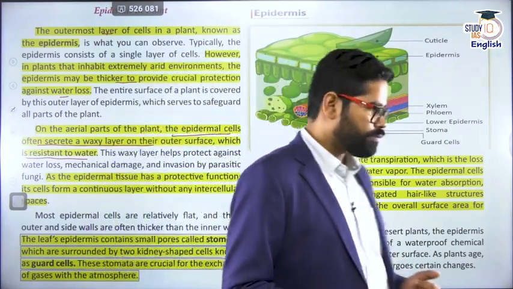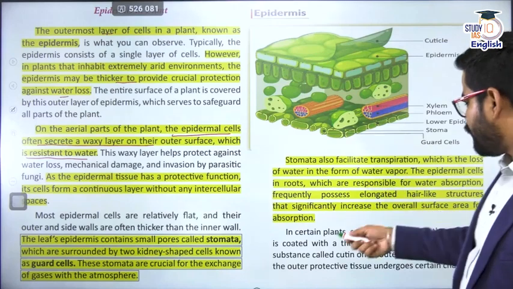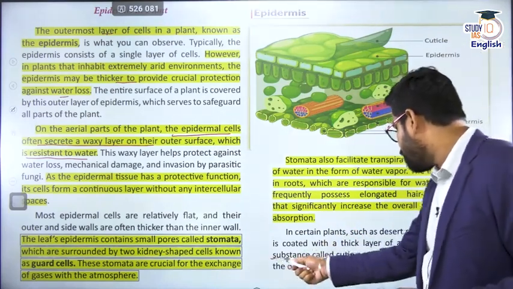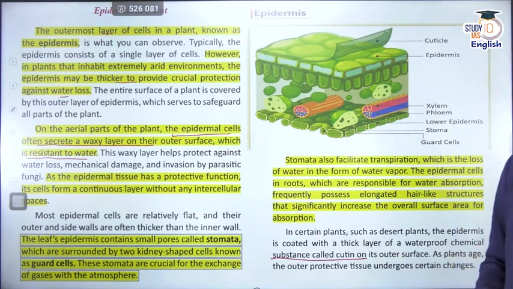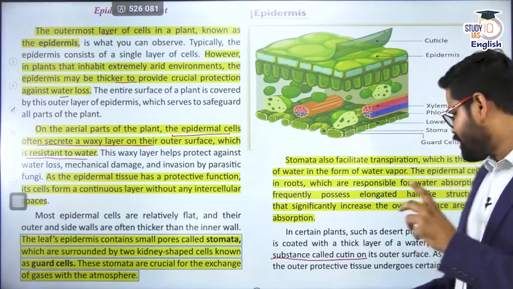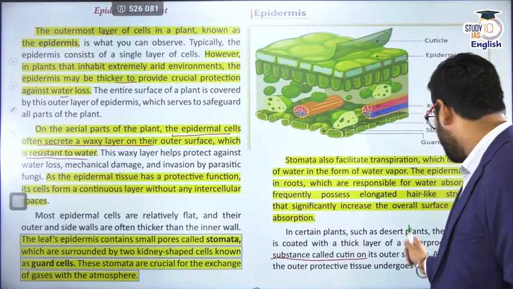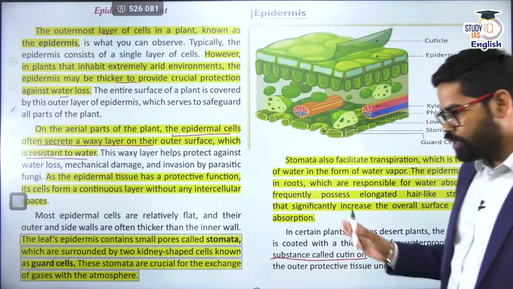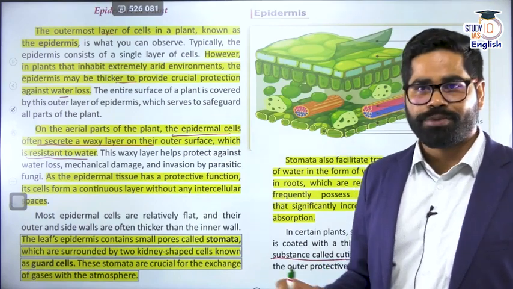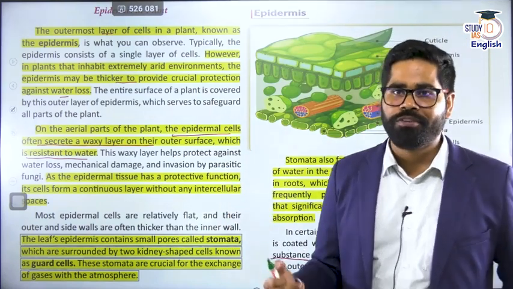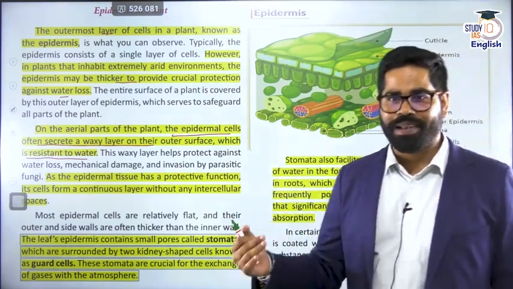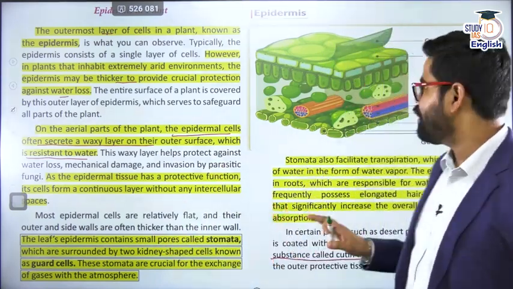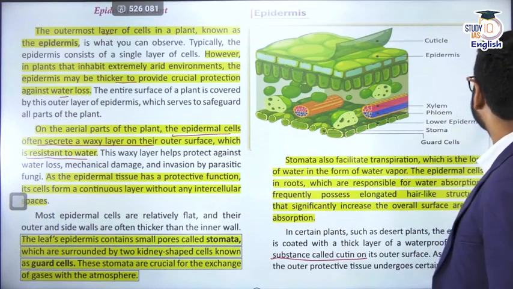See one thing. In the case of desert plants, we have the presence of a substance called cutin on the epidermis. And this cutin is a waterproof chemical substance. So it is reducing the loss of water from the surface of the plants, from the leaves of the plant in the desert region. So that is its role.